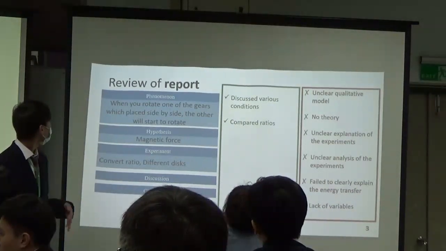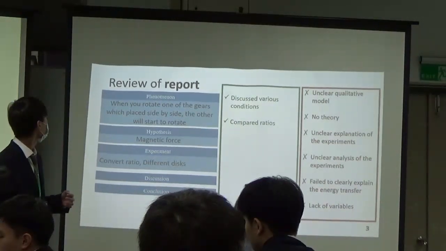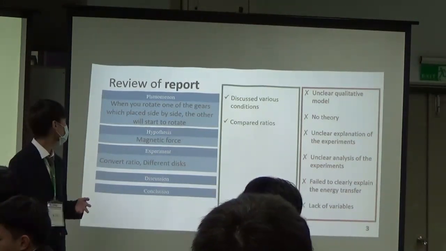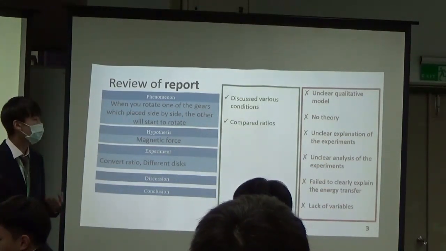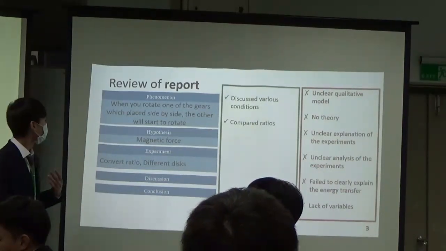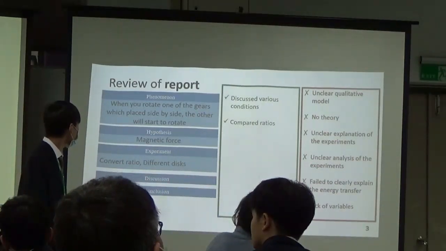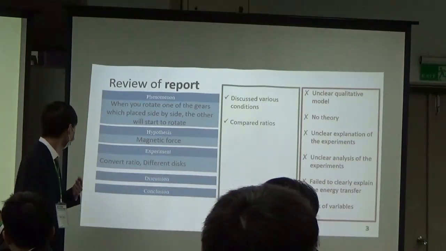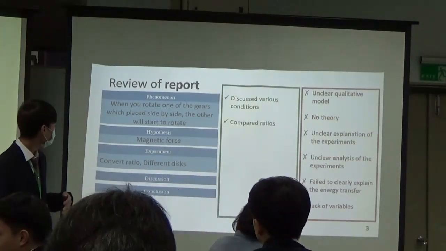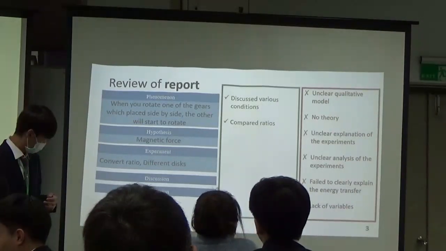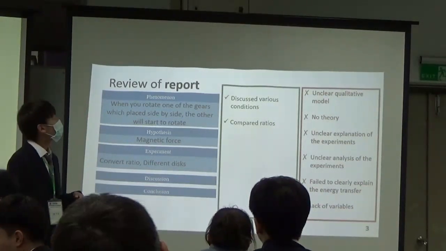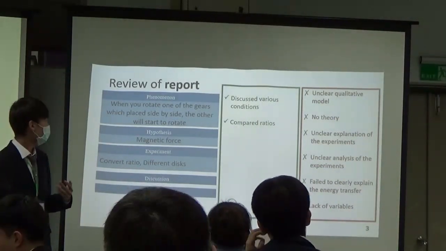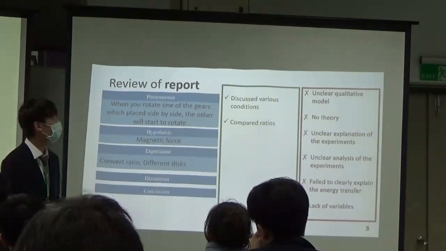In the phenomenon part, his observation shows that when you rotate one of the gears, the other gears will start to rotate due to the magnetic force. His hypothesis says that in his experiment, he changed the torque ratio and used different disks. And he has a lot of discussion. For the strong points of the report, he has discussed various conditions to compare the ratio.